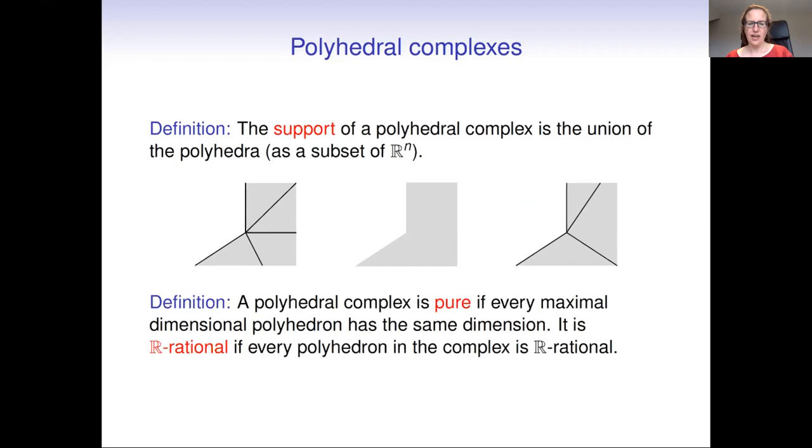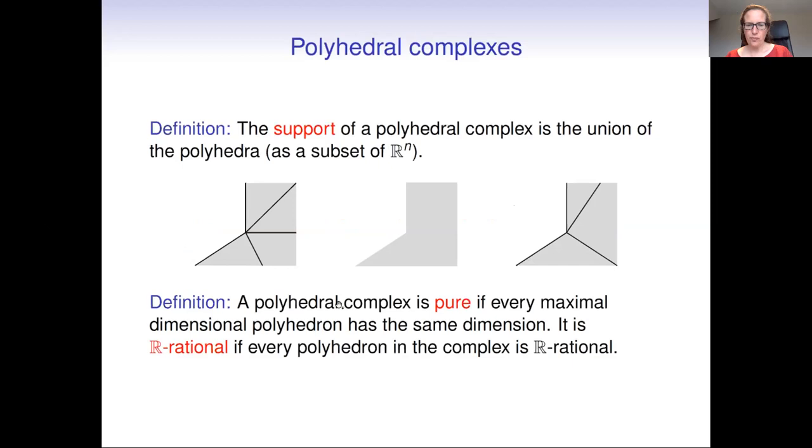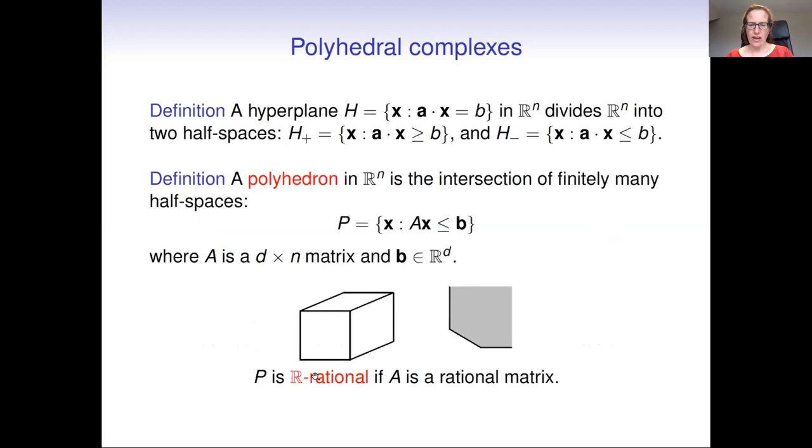And then it's R-rational if every polyhedron in the complex is R-rational. That's saying that our normal vectors are all rational vectors, the normal vectors to the hyperplanes defining the half spaces that we're intersecting. Okay, so that's our first definition. So far we've gone through and understood half of the words in this theorem. Two more questions. Again, R-rational meant, for polyhedra, that the polyhedron is R-rational if A is a rational matrix.